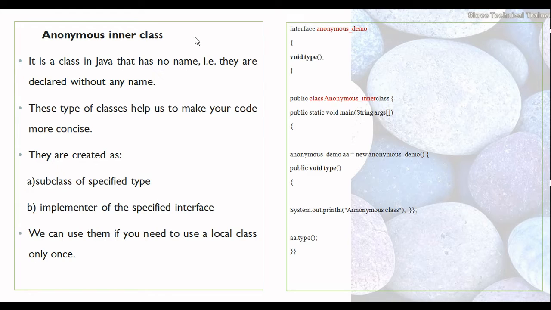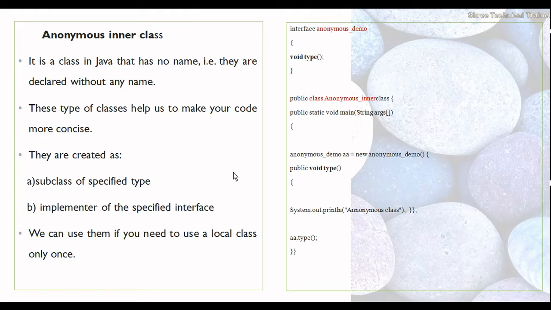They are declared without any name. That is an anonymous inner class. So they are created in two ways. One is as a subclass of a specified type and another as an implementer of a specified interface.